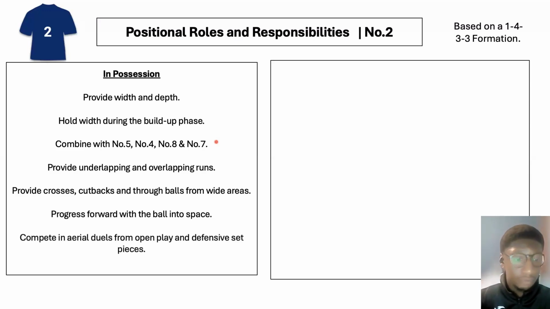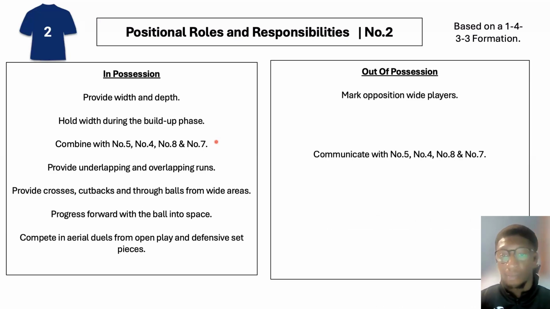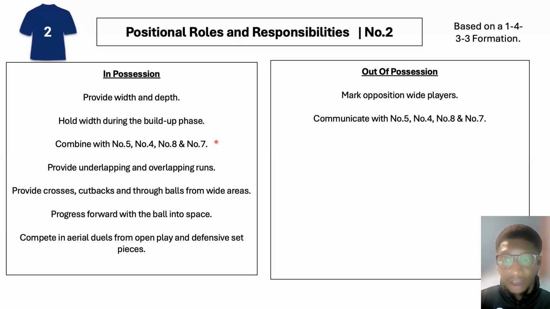Compete in aerial duels from open play and defensive set pieces. Out of possession will look like essentially marking opposition players. So if we're looking at matched up a 4-3-3 versus a 4-2-3-1 or 4-3-3, they will mark the opposition's left winger, so they're number 11. Again, communicate with a 5, 4, 8, and 7 as their unit and partners.